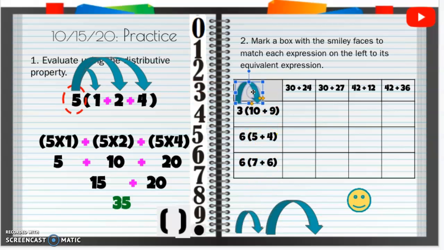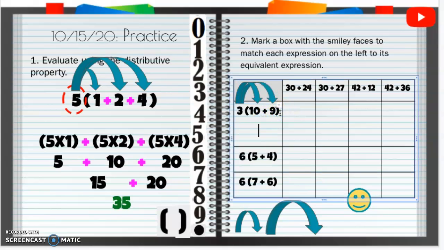So if we have 3 times 10, which is what? Well, I know that 3 times 10 is 30. So 3 times 10 is 30. So 30. Oh, there's a 30 and there's a 30. Now what about this next part? 3 times 9. Let's move this out here. 3 times 9. What's 3 times 9? So we have that 30 under there.